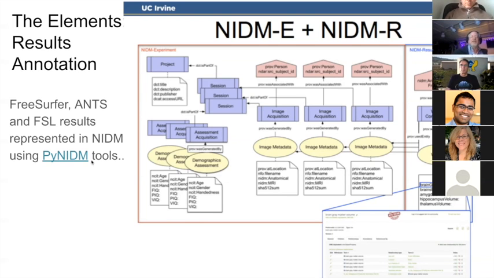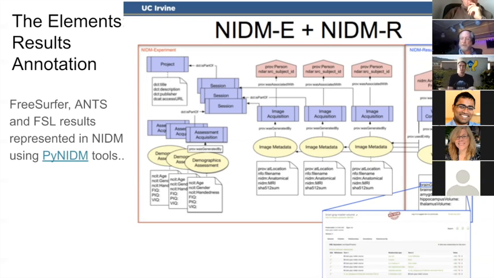Someone has to teach software using PyNIDM how to encode FreeSurfer results, how to encode FSL results, how to encode ANTS results. But once you've done that, it's relatively straightforward to apply those annotations to any future runs of those software. So now each of those results can be codified in this sort of standardized fashion, so we can more easily find comparable measures across the different tools.